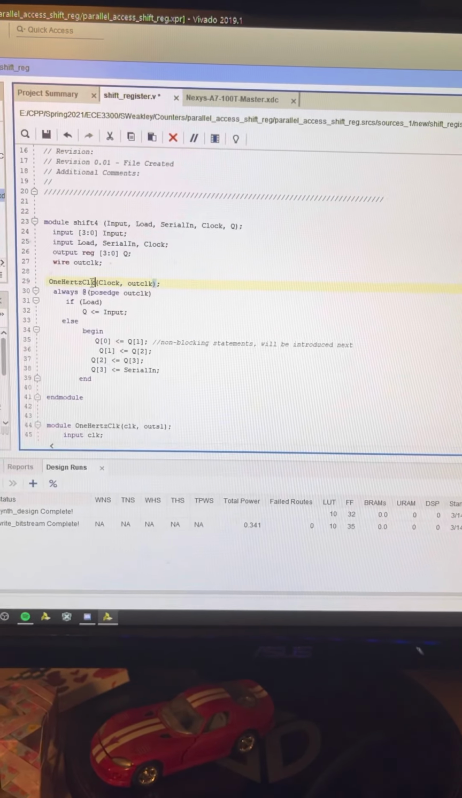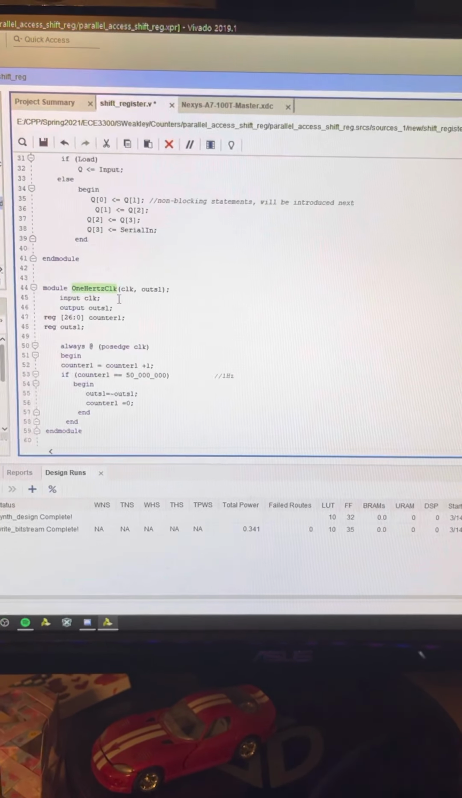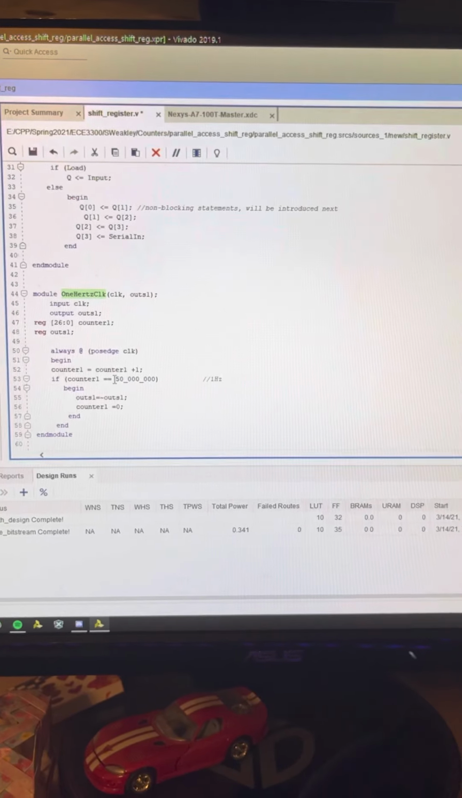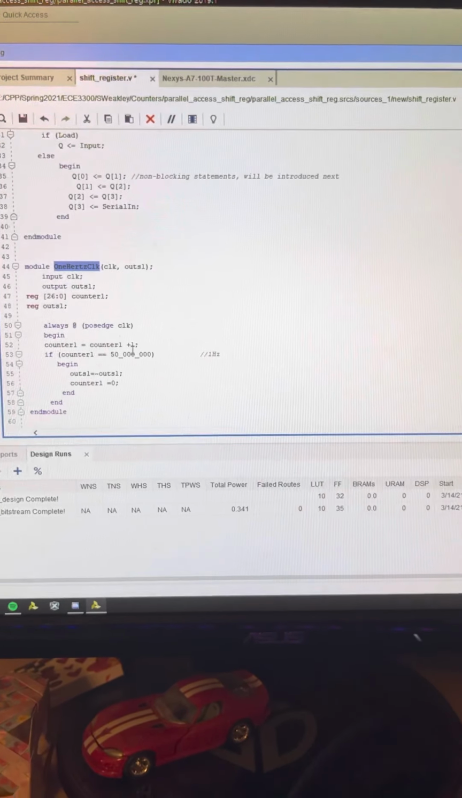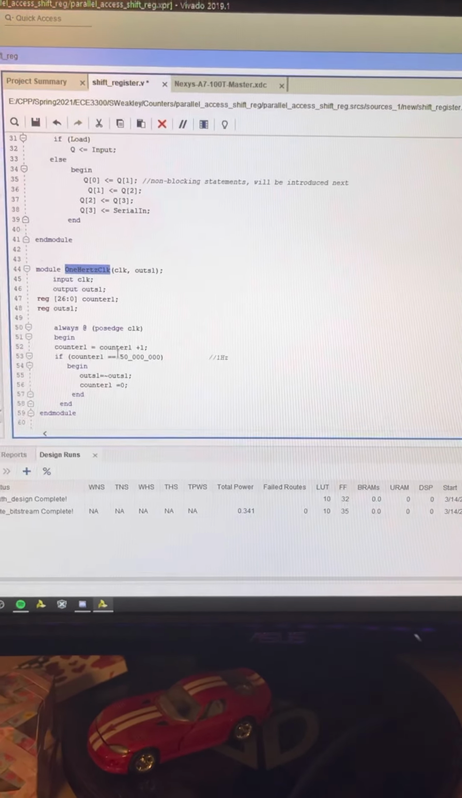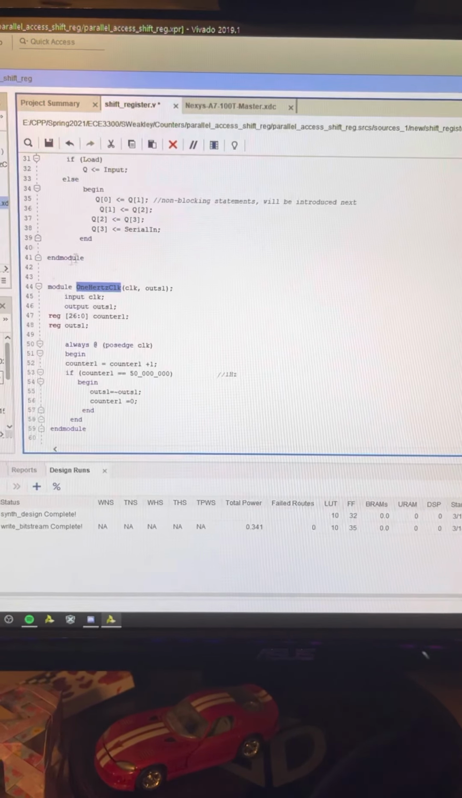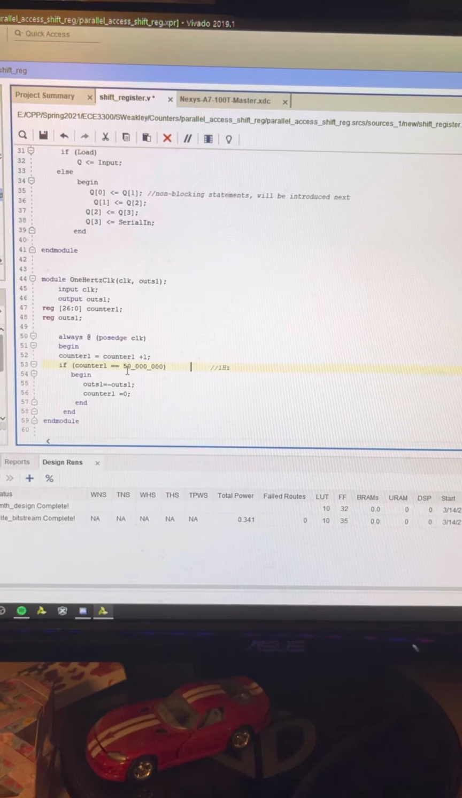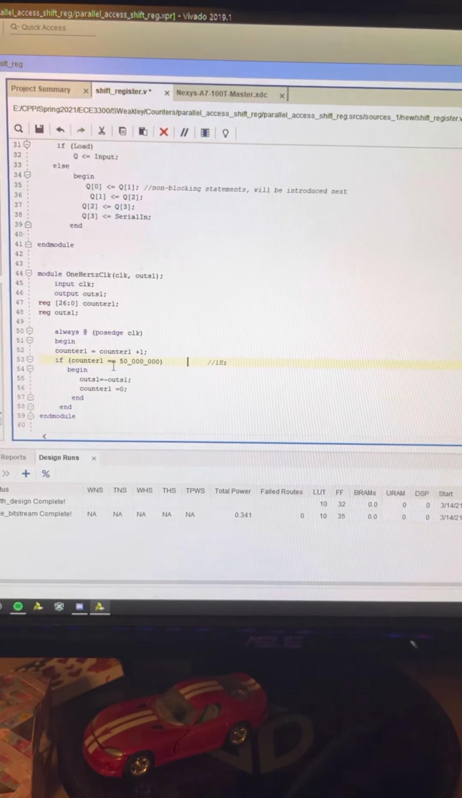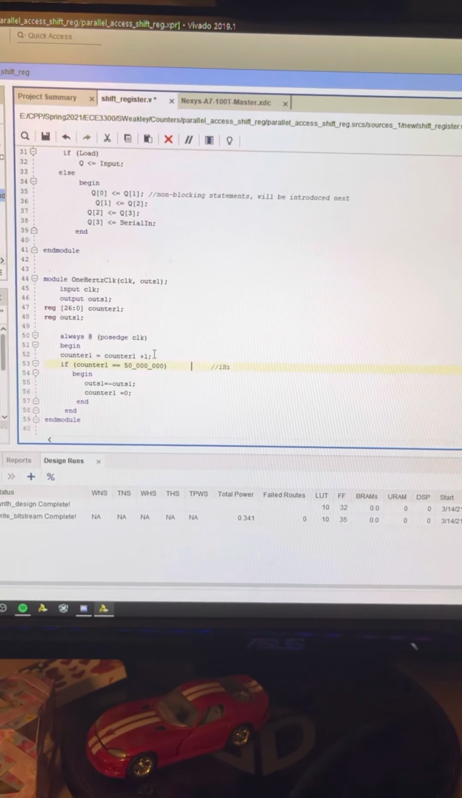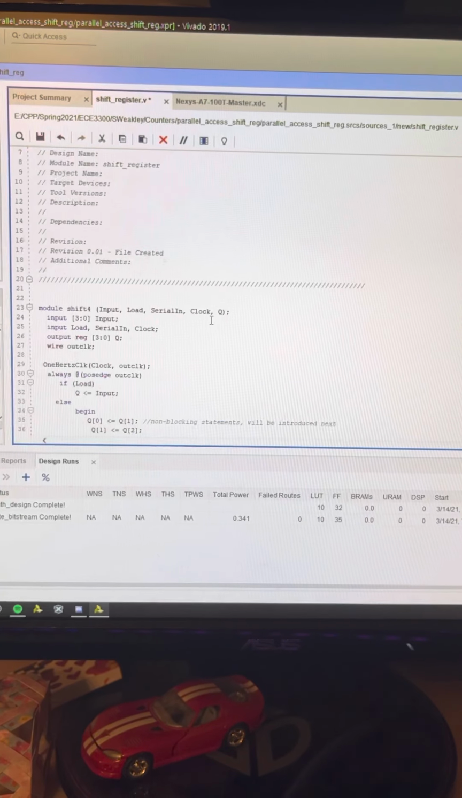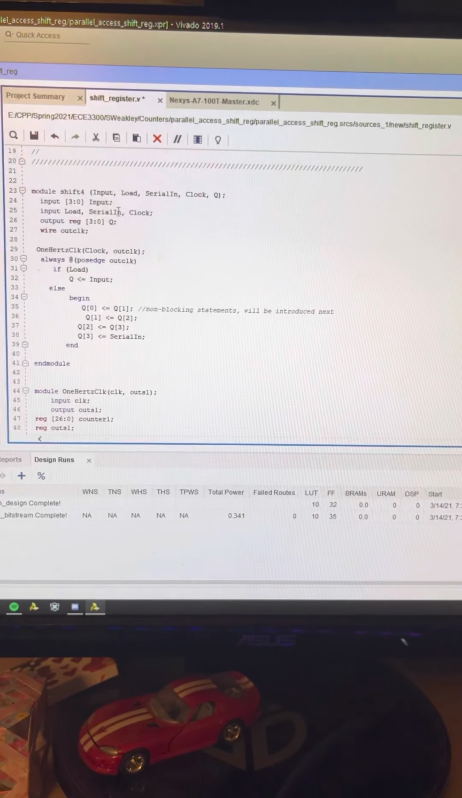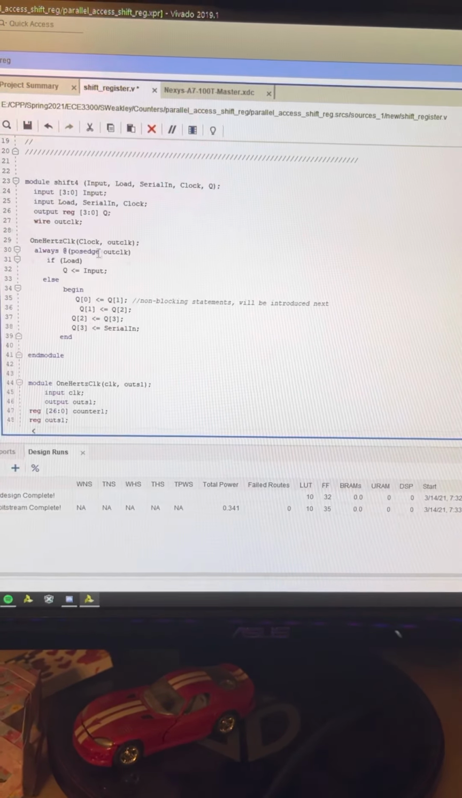And that's going into your slow clock generator, except I edited it to have a different name. I copy pasted it from my lab. I also changed this from 100 million to 50 million, just so we have a 1 hertz cycle. So what are we doing here, huh? That's a good life question.